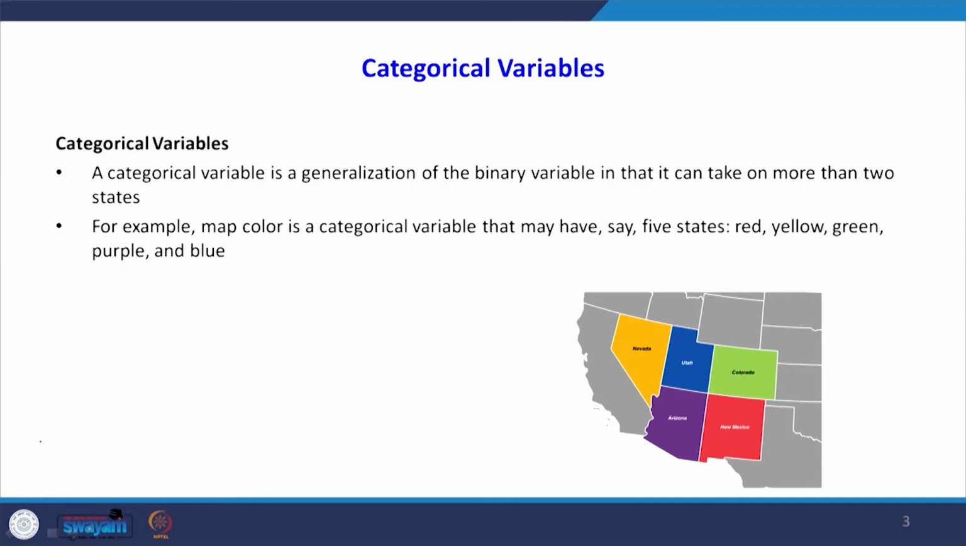A categorical variable is a generalization of binary variable, in that it can take on more than 2 states. It is similar to binary variable, but in binary variable only 2 options will be there, but in categorical variable there may be more than 2 states. For example, map color is a categorical variable that may have, say, 5 states: red, yellow, green, purple and blue. This is an example of categorical data set.